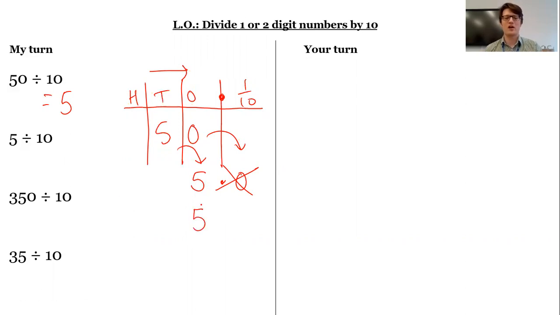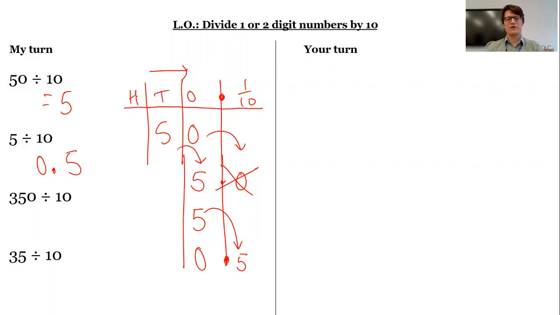So what happens if we start in the ones with 5 ones? And this is where that whole take off a 0 thing doesn't work. There is no 0 here to take off. So the 5 is going to move from the ones to the tenths column. But then to show that it's tenths, I need that decimal point, and I need a 0 in the ones column, so it's 0.5.